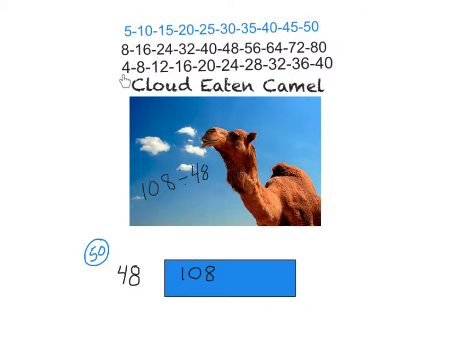And right here we have our 4s: 4, 8, 12, 16, 20, 24, 28, 32, 36, and 40. And for our 8s, we have 8, 16, 24, 32, 40, 48, 56, 64, 72, and 80. And then we did our 5s because of the estimation: 5, 10, 15, 20, 25, 30, 35, 40, 45, and 50. So let's go ahead and have you copy all of this, copy the division problem, and the area division here along with your estimation number.